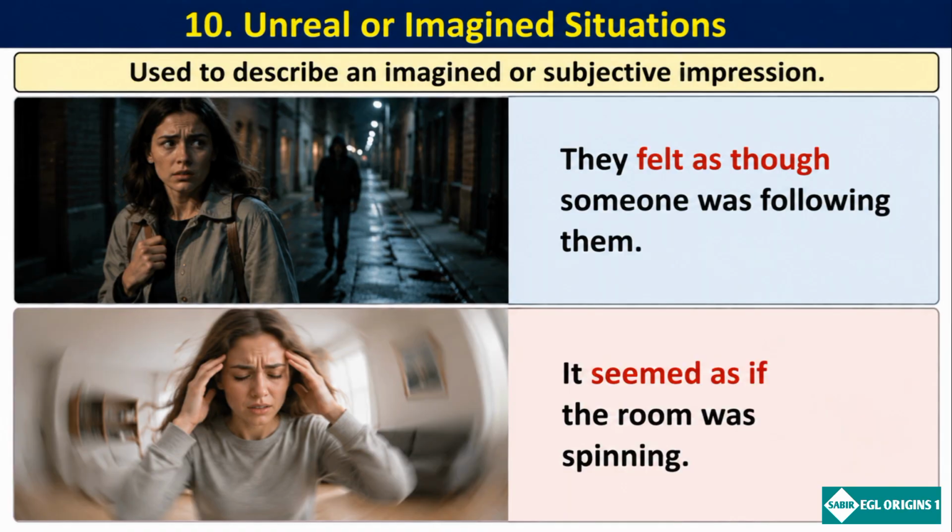Number 10. Unreal or imagined situations. Used to describe an imagined or subjective impression. Here, a subjective impression means what something feels or seems like to a person, even if it is not actually true. Examples: They felt as though someone was following them. It seemed as if the room was spinning.